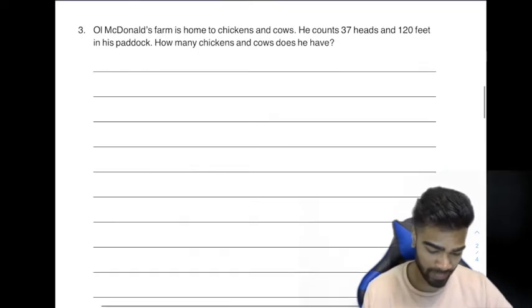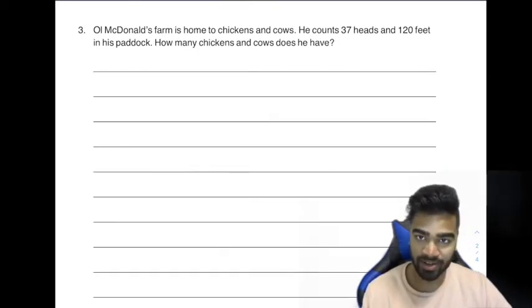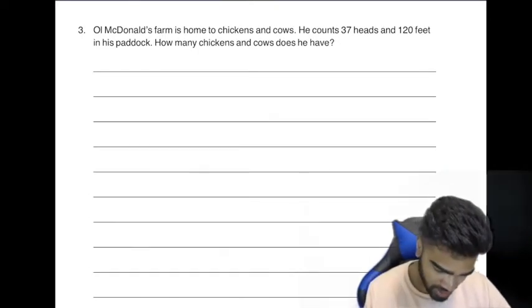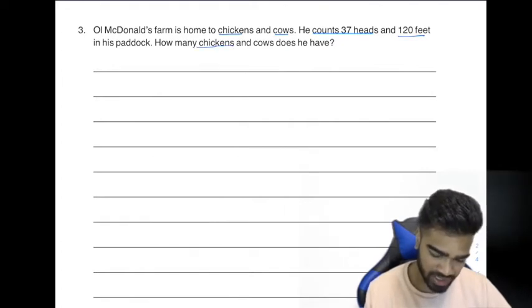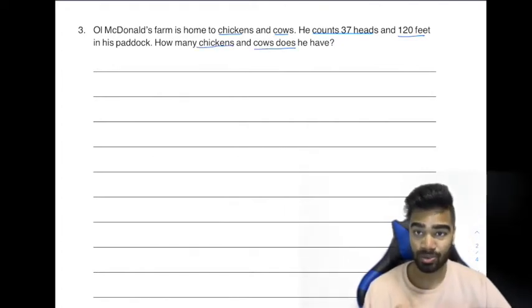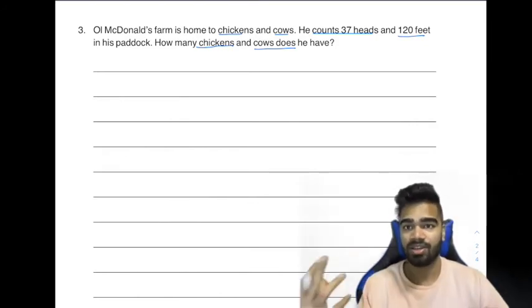So let's start. Firstly, we need to define our variables, right? So let's read the question. Home is home to chickens and cows. There's 37 heads and 120 feet in his paddock. The question is asking for how many chickens and how many cows, right? So what should our variables be that we're trying to find? Well, it should be the number of chickens and the number of cows.